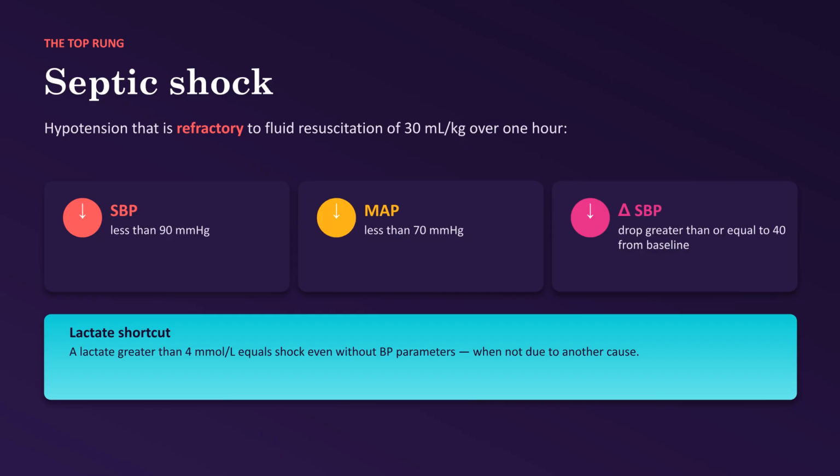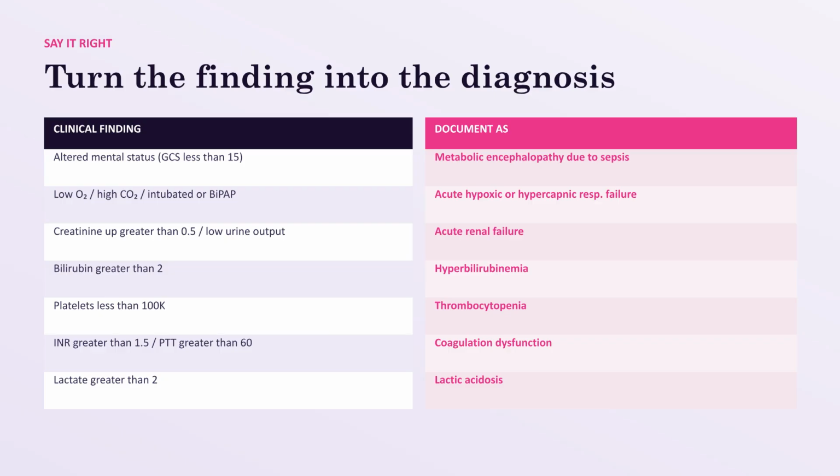Septic shock is defined as hypotension refractory to fluid resuscitation. This includes a systolic blood pressure less than 90, a MAP less than 70, or a significant drop from baseline. Also, a lactate level greater than 4 is considered shock when not due to another cause. Use this translation table to turn clinical findings into formal diagnoses. For example, document altered mental status as metabolic encephalopathy due to sepsis, and low oxygen levels as acute respiratory failure. Using precise terminology is essential to supporting your diagnosis in the chart.